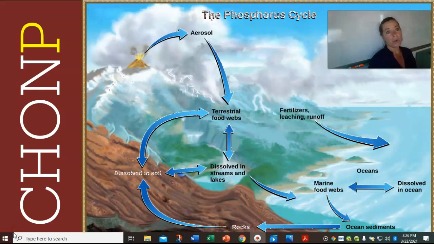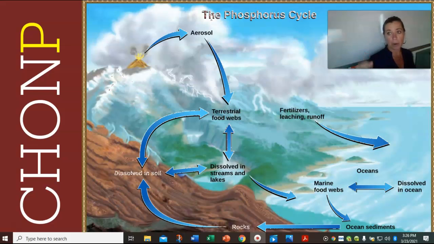So we're finally to the P in CHNOPS, right? And that is for the phosphorus cycle. Remember, the phosphate group is in nucleic acids. And phosphorus is different from the other cycles in that it is a very long geological cycle.